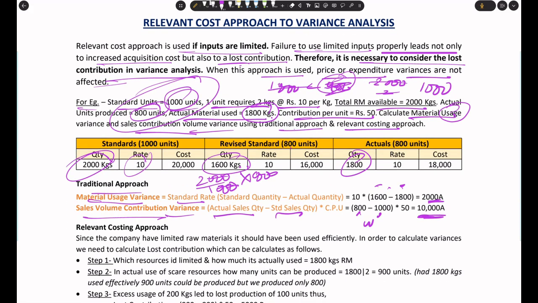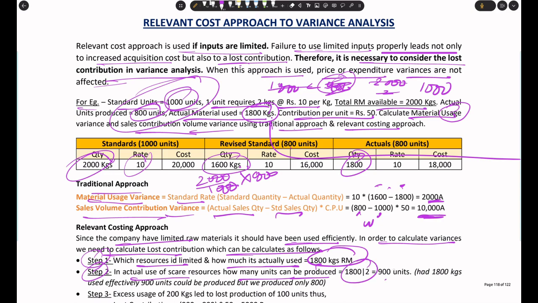Relevant costing approach. Since the company has limited raw material, it should have been used efficiently. In order to calculate variances, we need to calculate loss contribution, which can be calculated as follows. Step 1: which resource is limited and how much is actually used. It is 1800 kgs used, that is given here. Step 2: in actual use of scarce resources, how many units can be produced. 1800 by 2, this is 900. I didn't actually waste my time.